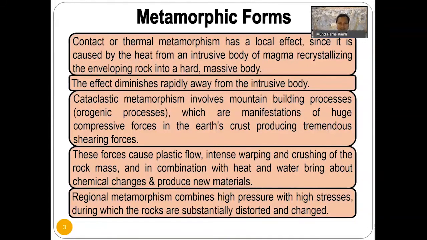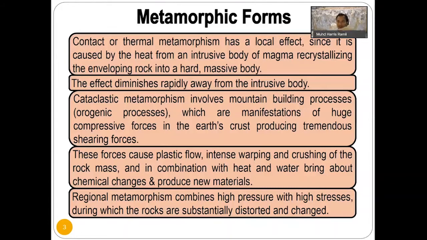So cataclastic metamorphism involves mountain building processes, okay, orogenic processes, which are a manifestation of the huge compressive force in the earth's crust producing tremendous shearing force. You still remember how the mountains form and how the oceanic trench forms? Still remember? So you have those two plates, right? Okay. With two continental plates, because both are light in density, it is actually going up. For the oceanic trench, because both of the oceanic plates are very dense, when it is very heavy, then the plate is going to go downwards.